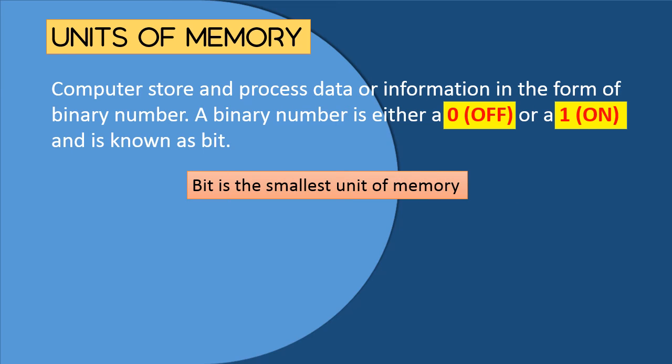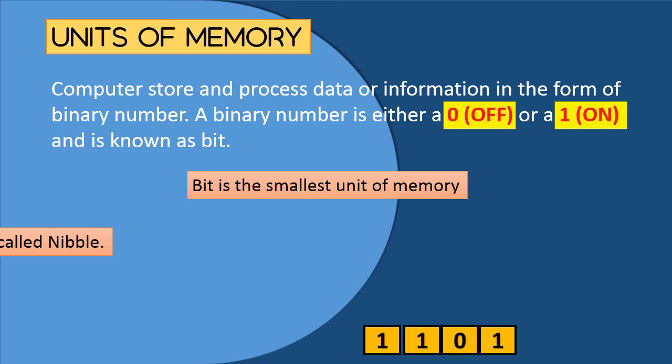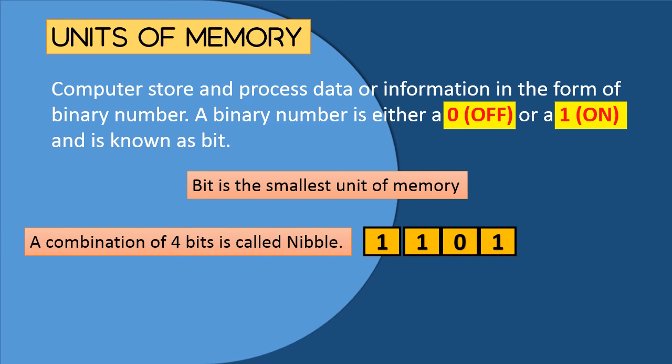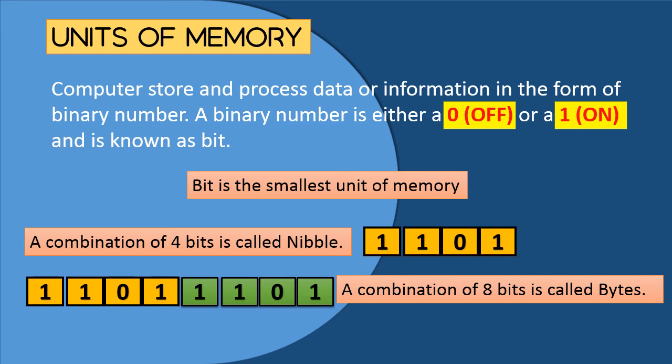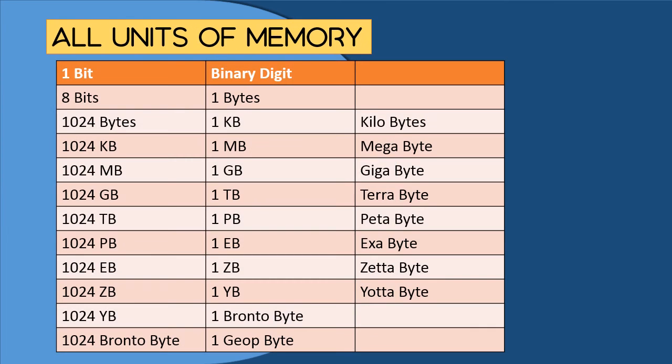Units of memory: computer store and process data. A combination of 4 bits is called a nibble. A binary number of 8 bits is called a byte. All units of memory are shown in a table below.